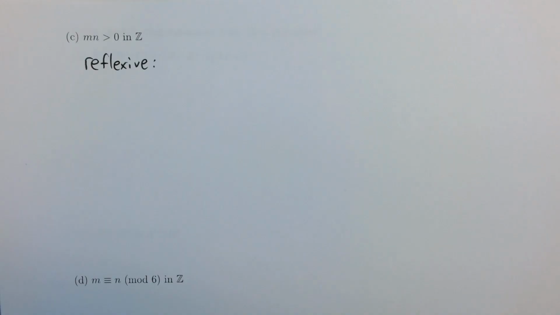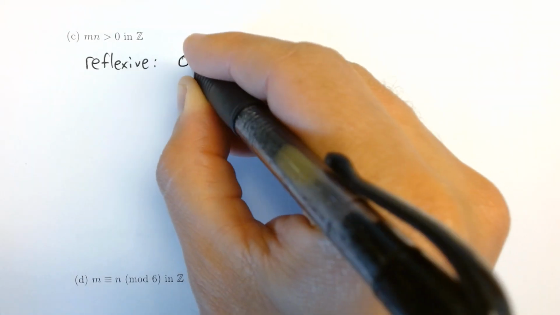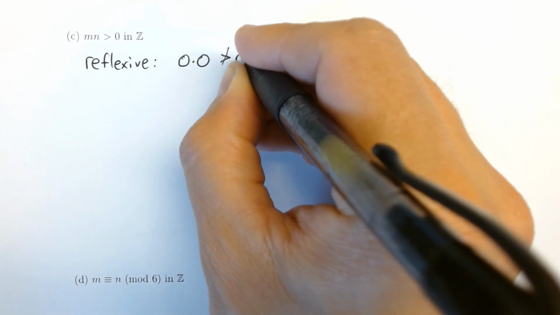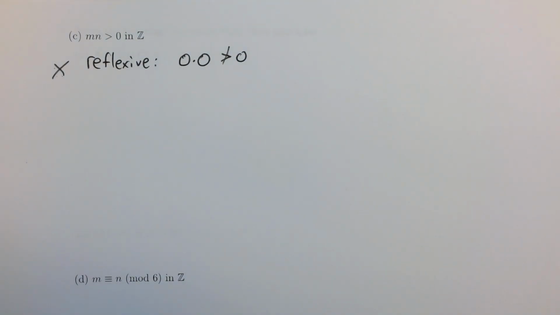Next example, m times n is greater than 0. Both m and n are in the integers this time, so this is our domain, the integers. So is this reflexive? To be reflexive, it has to be true for every element in the domain. This is true for most elements. m squared is usually greater than 0, but it's not true for 0 itself. So 0 times 0 is not greater than 0. So it does fail being reflexive.